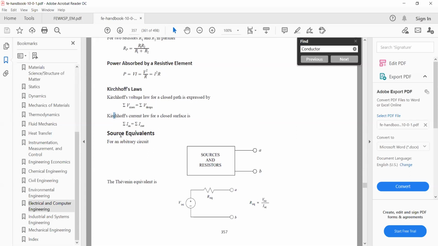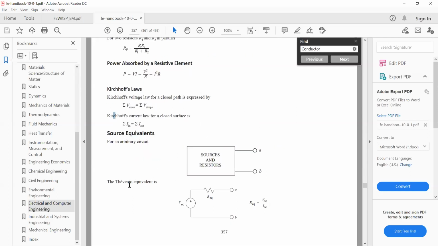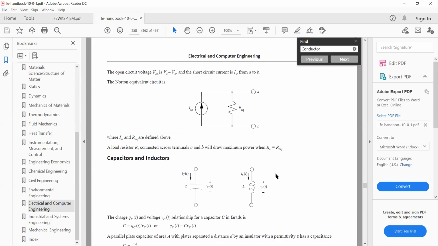We have the source equivalence, sources and resistors for a circuit. If you cut off one of the sections that would complete the circuit, you can get a, I'm not sure if I'm going to pronounce this correctly, but the Thevenin equivalent. You can get the equivalent resistance using the voltage of the source and the current that you would have at the break. Not sure if you can see my mouse or not, but if not, I will highlight things. Okay.